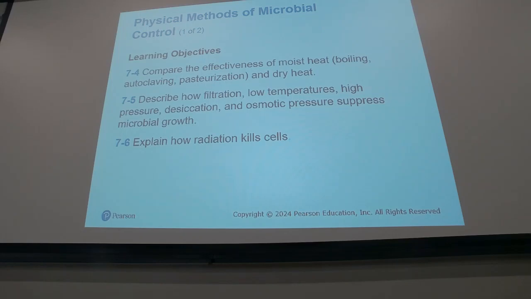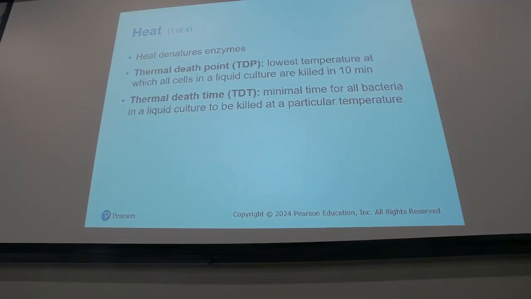So now let's look at physical methods for controlling microbial growth. So we're going to see process of moist heat, dry heat. We're going to see filtration, low temperatures, high pressure, desiccation, and osmotic pressure. And then we're going to see radiation. So all of these are physical methods. It's going to be very familiar to you because you already saw part of this in the previous chapter.